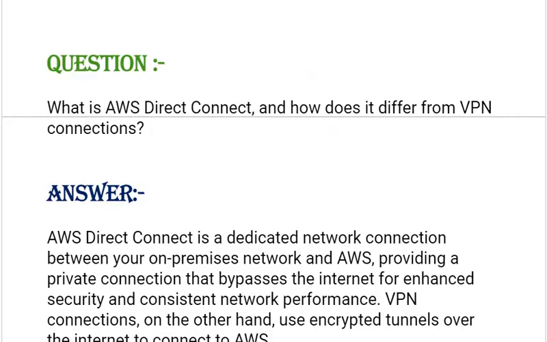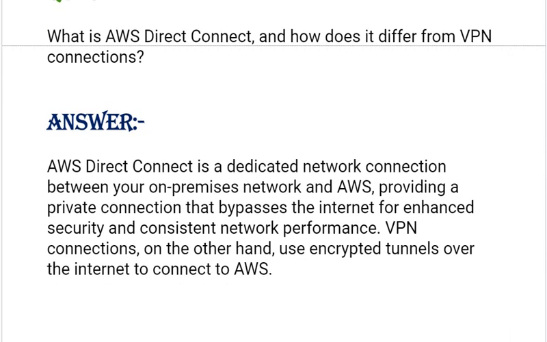Our interview question based on AWS SAP is: what is AWS Direct Connect and how does it differ from VPN connections? Your answer should be: AWS Direct Connect is a dedicated network connection between your on-premises network and AWS, providing a private connection that bypasses the internet for enhanced security and consistent network performance. VPN connections, on the other hand, use encrypted tunnels over the internet to connect to AWS.